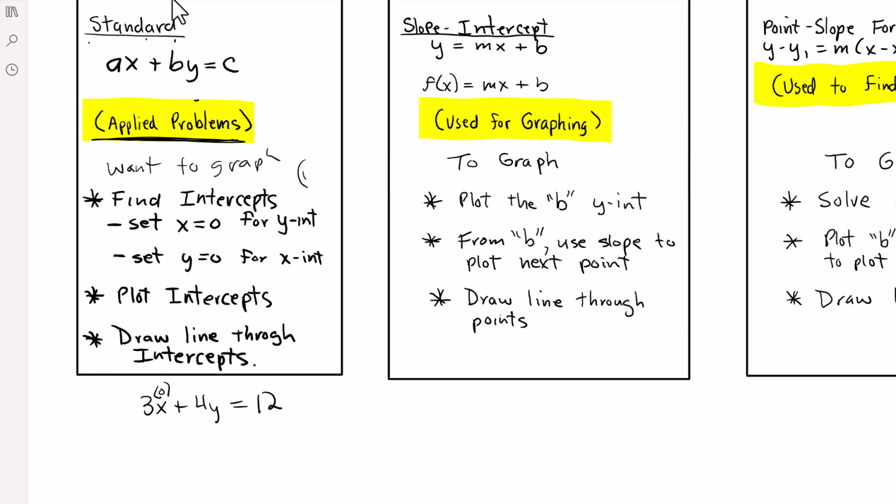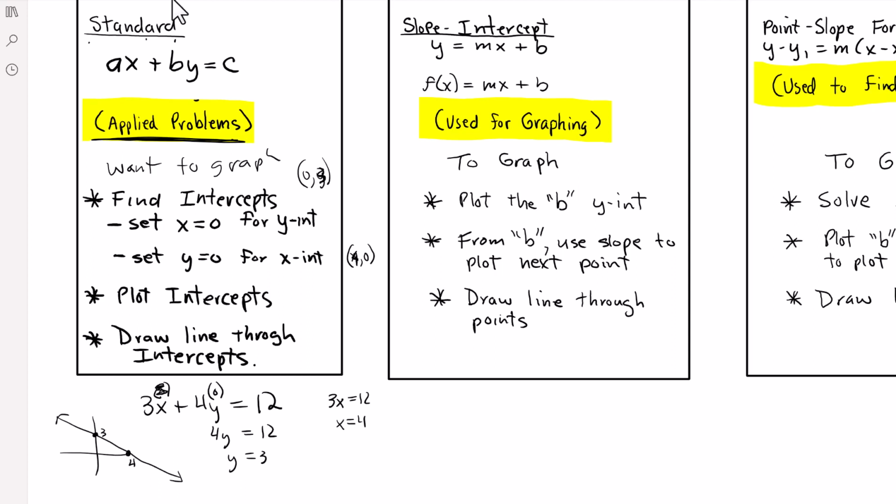Remember, the y-intercept is when x is 0 and you know the y value. X-intercept is when you know the x and the y is equal to 0. So if we set this equal to 0, then you have 4y is equal to 12, divide both sides by 4. So that would be the y-intercept of this equation. And if we found the x-intercept, we'd set y equal to 0. Well, then you'd have 3x is equal to 12, divide both sides by 3, and you get x is equal to 4. So then once you know those things, the y-intercept is 0, 3, the x-intercept is 0, 4, you can go ahead and graph.